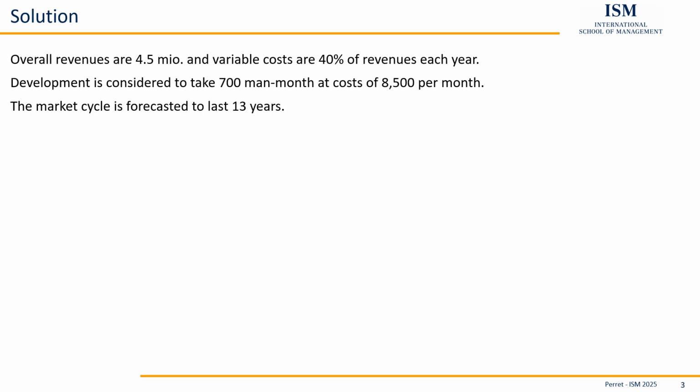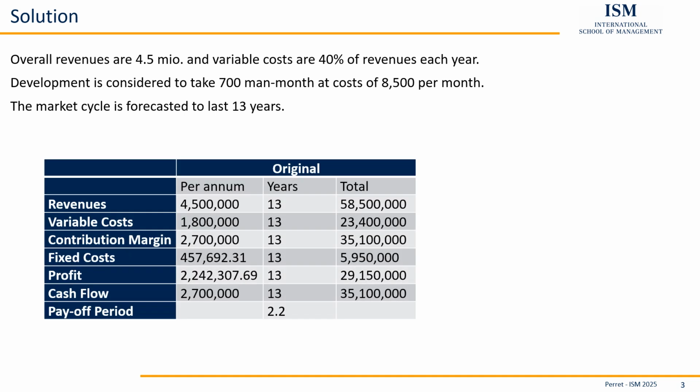Just copying first, for version 1, the relevant information. I'm going to put this into a table. We can start with the first line. Here we have 4.5 million per year, so I put this here in one column per year. And over here I have the overall project costs, or overall market cycle costs. So I have to multiply the revenues with 13 to get here, because the market cycle is forecast to last 13 years.